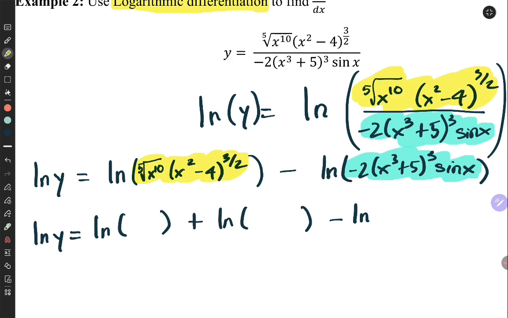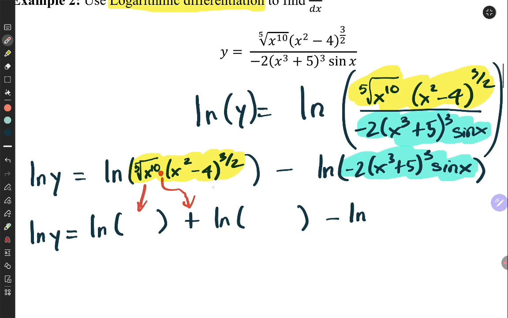Right here, look for the product so I can break it into addition. The product that I'm looking at is between the x to the 10 and something, that dot right there. That dot gives you this plus. Split into two logarithms with the same base, that is the ln. So split that: this one goes here, this one goes here.